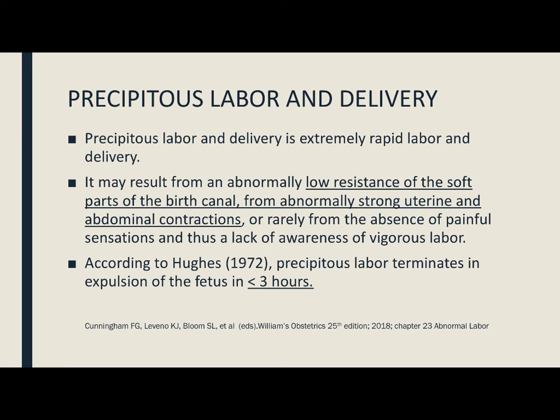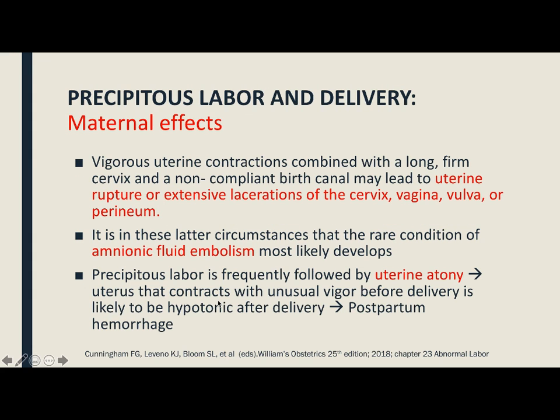In the past few slides, we have been talking about slow progress or arrest in the progress of labor. On the other extreme, we have what we call precipitous labor and delivery. A precipitous labor and delivery is an extremely rapid labor and delivery. It may result from an abnormally low resistance of the soft parts of the birth canal, from abnormally strong uterine contractions, or rarely from the absence of painful sensations and thus a lack of awareness of vigorous labor. Precipitous labor terminates in expulsion of the fetus in less than 3 hours from the onset of labor.